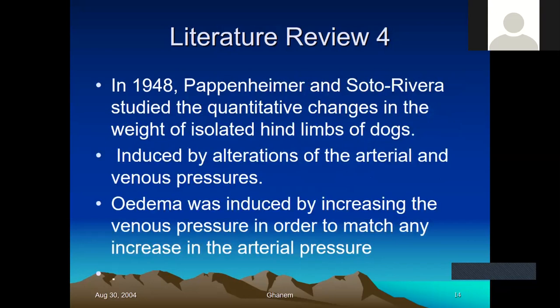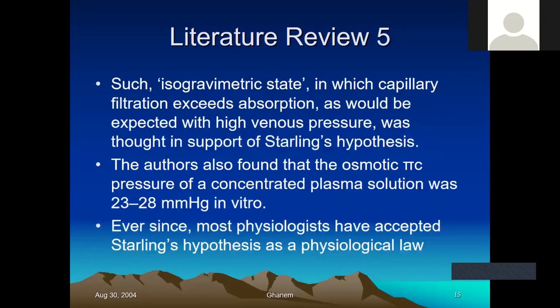In 1948, Pappenheimer and Soto-Rivera studied the quantitative changes in the weight of the isolated hind limbs of dogs induced by alteration of arterial and venous pressure. Edema was induced by increasing the venous pressure in order to match any increase in arterial pressure. Such isogravimetric state, in which the capillary filtration exceeds the absorption, as would be expected with high venous pressure, was thought in support of Starling's hypothesis. The author also found that the osmotic pressure of concentrated plasma solution was 23 to 28 millimeter Hg in vitro. Ever since, most physiologists have accepted Starling's hypothesis as a physiological law.